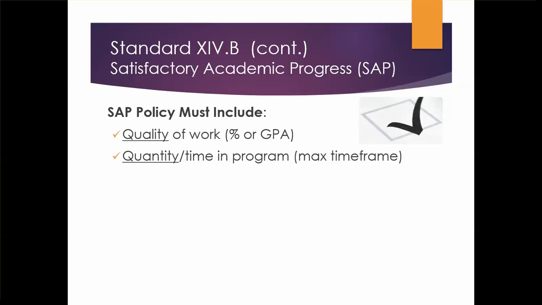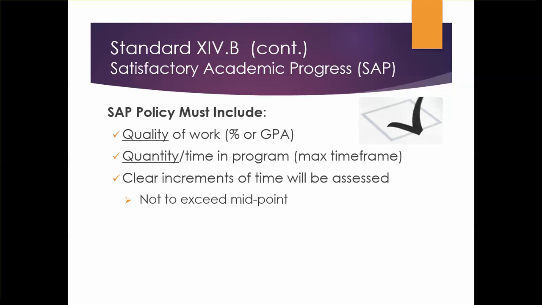There also must be a denotation of quantity of time, so a qualitative measurement and a quantitative measurement, which is how much time they've been in the program. There's a max time frame. This is essentially if they're completing their courses and they're actually getting them done. Your policy must indicate clear increments of time when you formally look at SAP. The minimum is not to exceed the midpoint. So if you have a 600-hour program, you must be officially looking at satisfactory academic progress at the 300-hour mark. But you can do it more frequently. Some schools, for example, will review SAP every month.